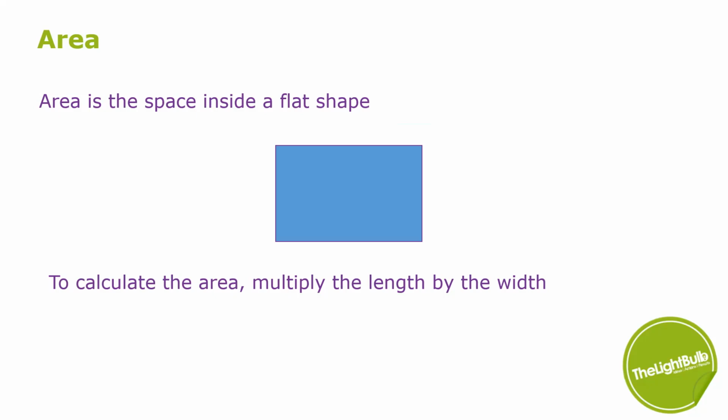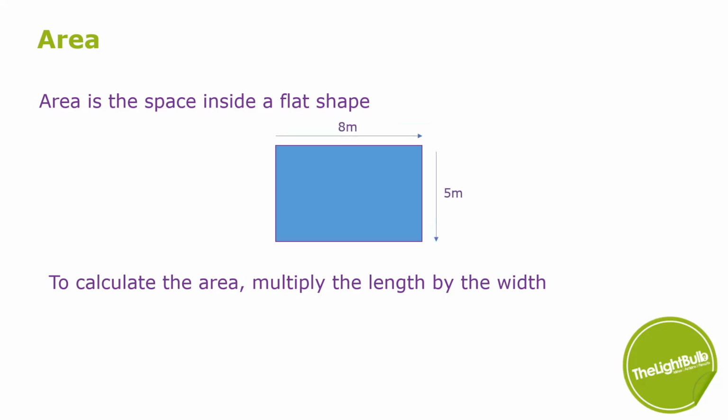Or if we're thinking of a football pitch again, we're now not looking at the white lines around the edge of the football pitch. What we're looking at is how much space there is actually on the pitch, or how much grass there is perhaps in the middle of the pitch. So it's a much greater quantity in many ways. And as it says here, to calculate the area, we multiply the length by the width.